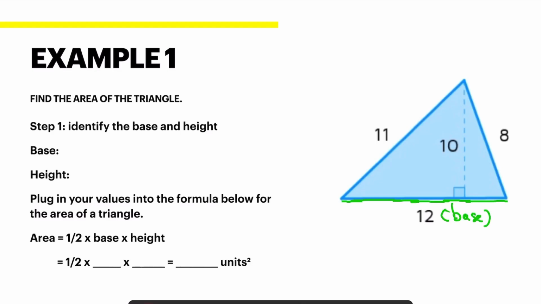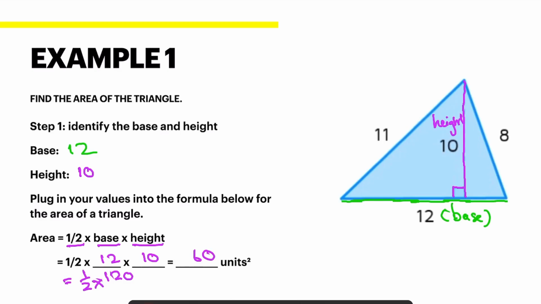So my base is 12. And my height is whatever is perpendicular, which is forming a right angle with the base as shown right here. So this is my height. So my height is 10. So to find the area of this triangle, I'm going to use the formula half times base times height, which is half times 12 times 10 will give me half times 120, which will give me 60 square units.